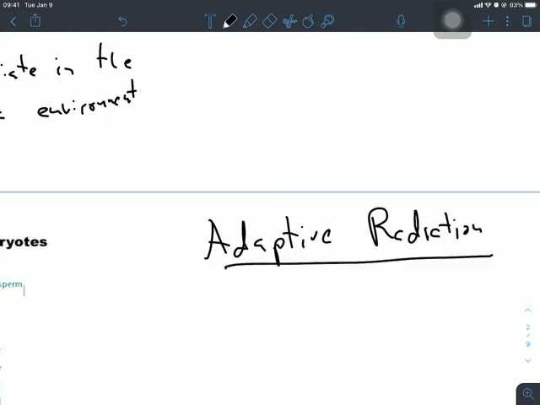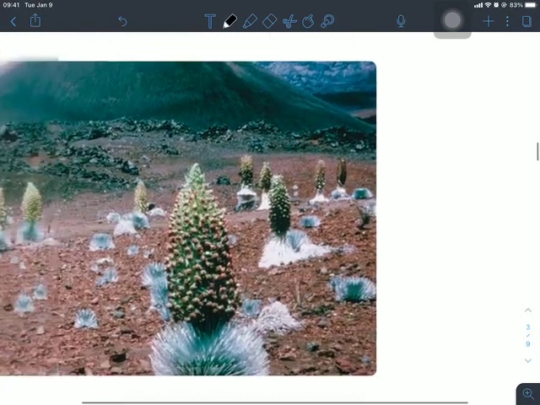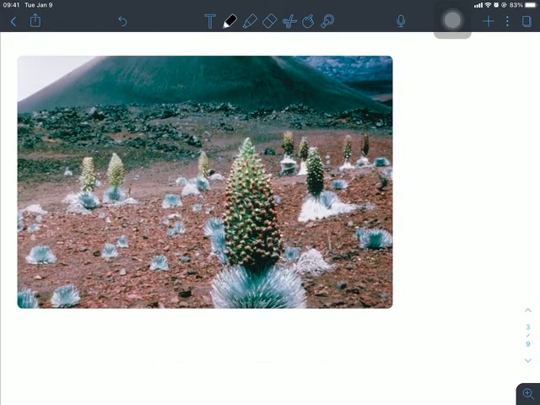Adaptive radiation can occur in plants when one original colonizer arrives to an environment where there are not a lot of competing species, where there are a lot of ecological niches that are open. And from that one colonizer, they can differentiate into lots and lots of different environments. This can occur over relatively short timescales. One of the best studied cases of adaptive radiation is the Hawaiian silversword.